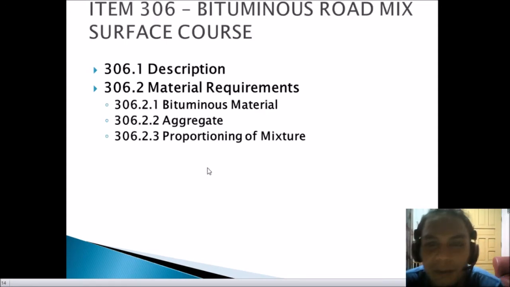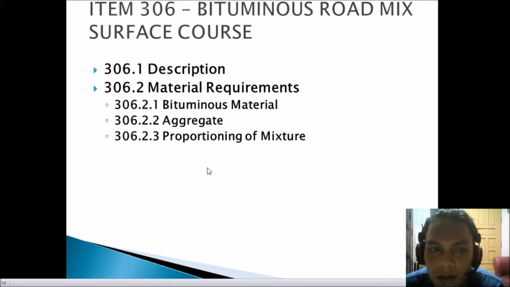Next is item 306, which is the bituminous road mix surface course. So under 306.1, which is the description, this item shall consist of constructing a bituminous road mix surface course on a prepared base in accordance with this specification and in conformity with the lines, grades, and typical cross-section shown on the plans or as established by the engineer.